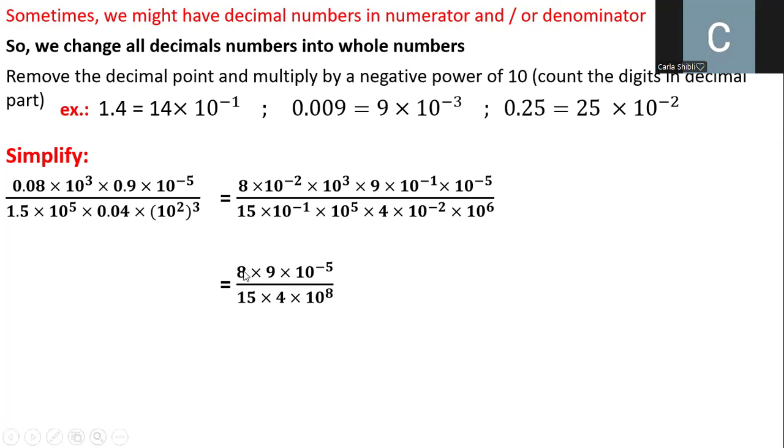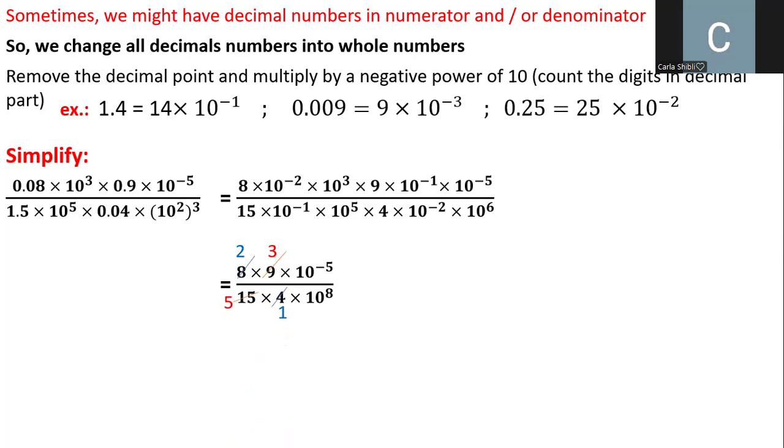Now I start simplifying numbers. 8 and 4 can be divided by 4. 8 divided by 4 is 2, and 4 divided by 4 is 1. Now 9 and 15 can be divided by 3. 9 divided by 3 is 3, and 15 divided by 3 is 5. Now 2 times 3 is 6. 5 times 1 is 5.